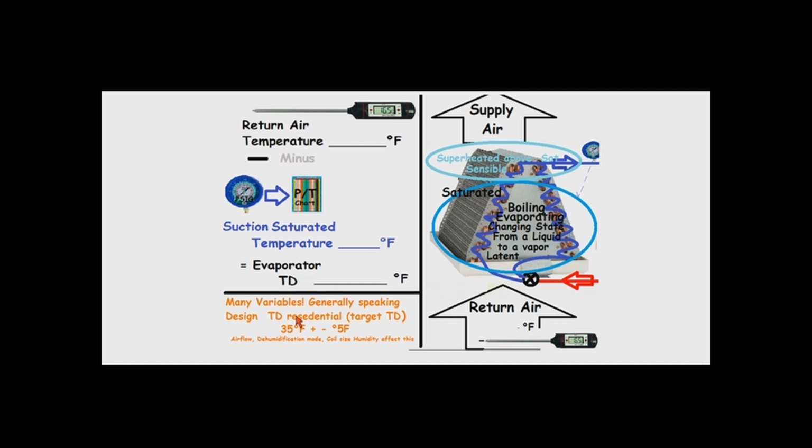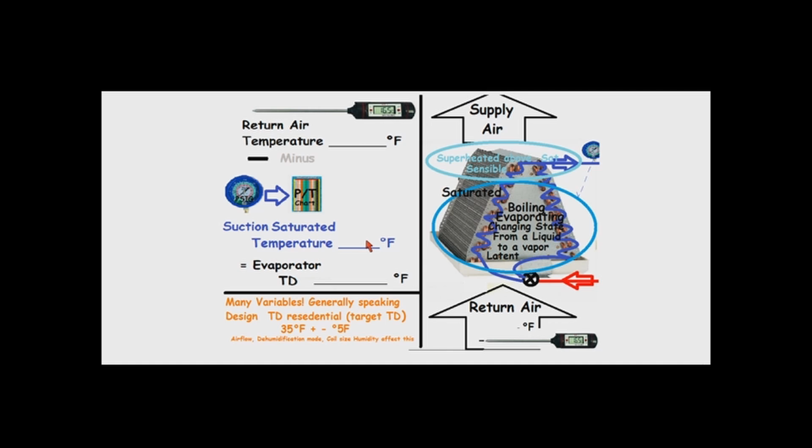So that number's not set in stone, but for this example, let's say that we have a 35 degree TD. So let's just run some numbers. Let's just give you an example because this is what I want you to see. Let's say our return air temperature is 80 degrees Fahrenheit, and the system's designed for an approximate 35 degree TD. So if my air temperature is 80, and I subtract my 35 degree TD design, that means my suction saturated temperature would be a 45 degree evaporator coil, approximately.